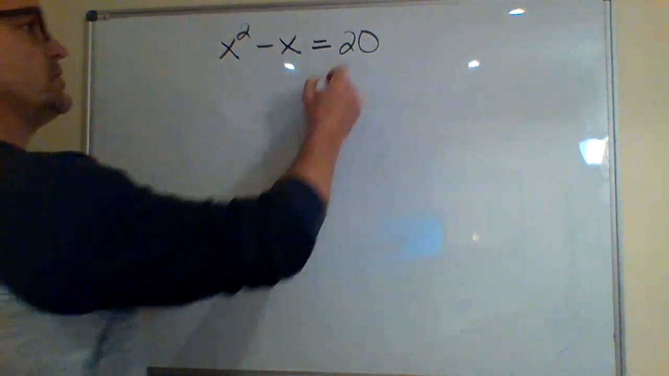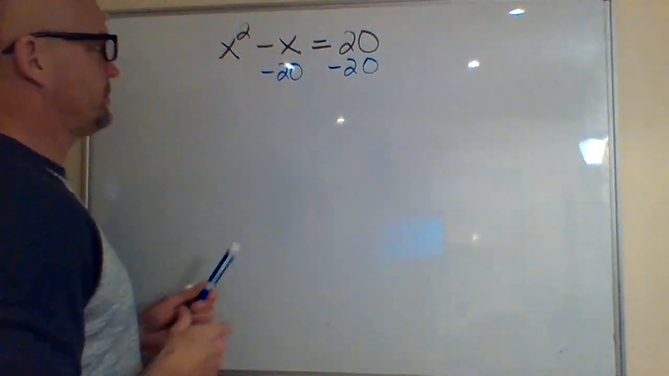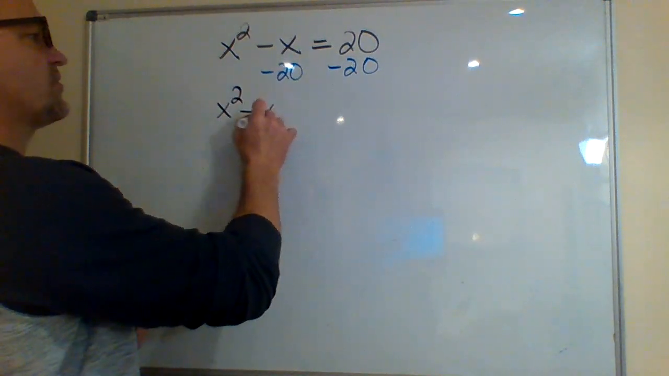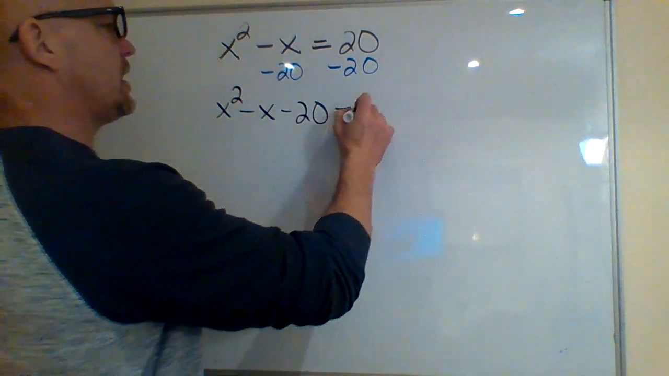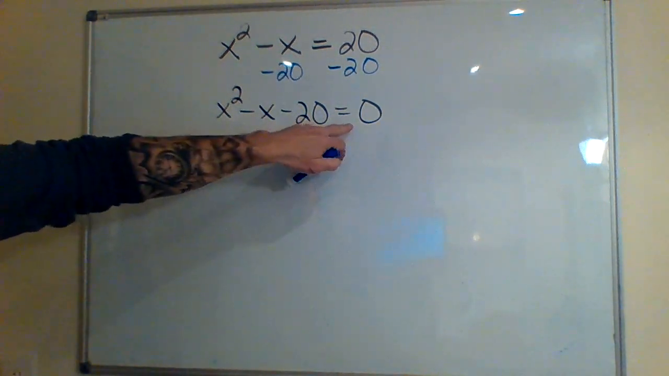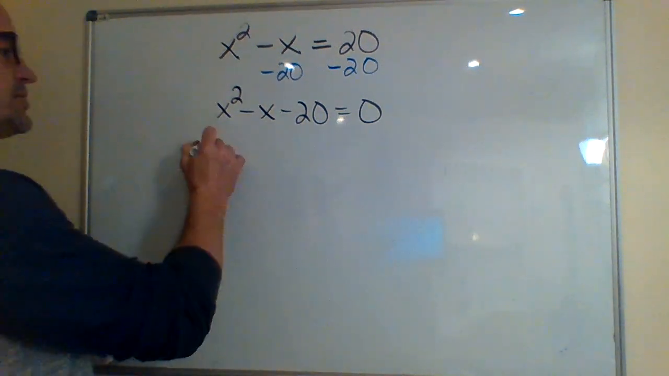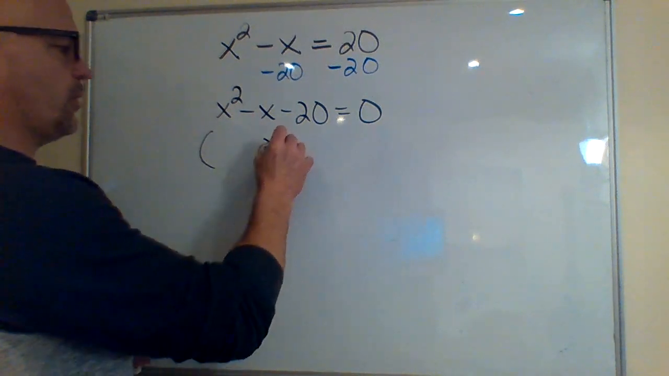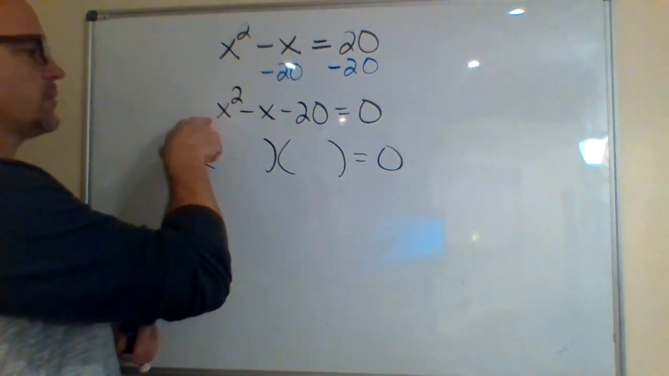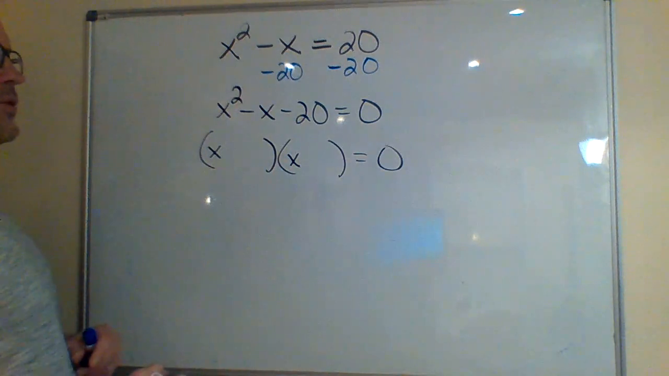So the first thing that we must do, subtract 20 from both sides. When I do that, I'm going to wind up with x squared minus x minus 20 equals 0. At this point, I have a trinomial set equal to 0. I'm going to try to factor this and use my zero product property. We know that when we factor trinomials, we're going to use our reverse FOIL method. Since this is just an x squared with a coefficient of 1, I can use x and x. Now is where we have to go through our process.